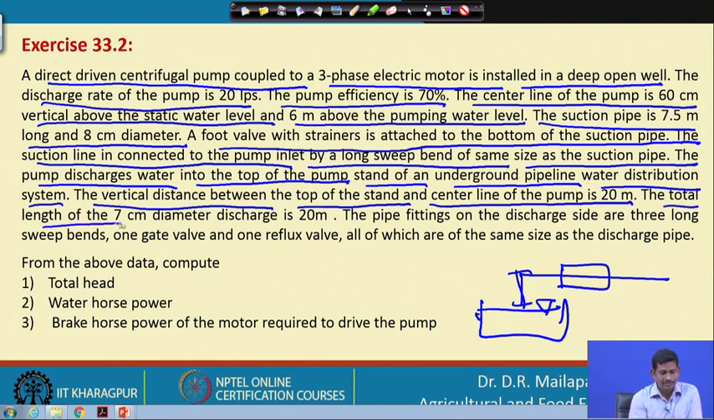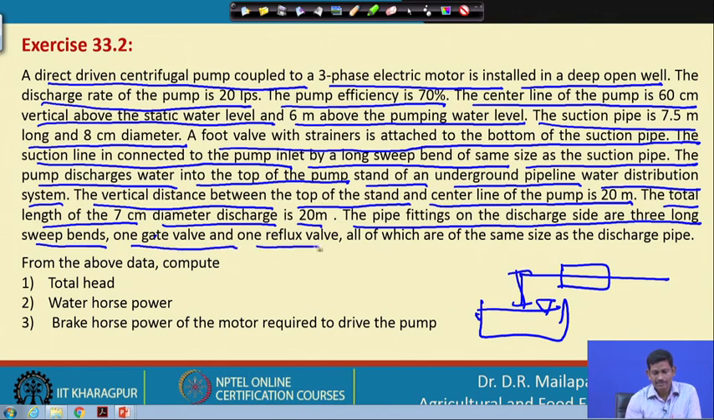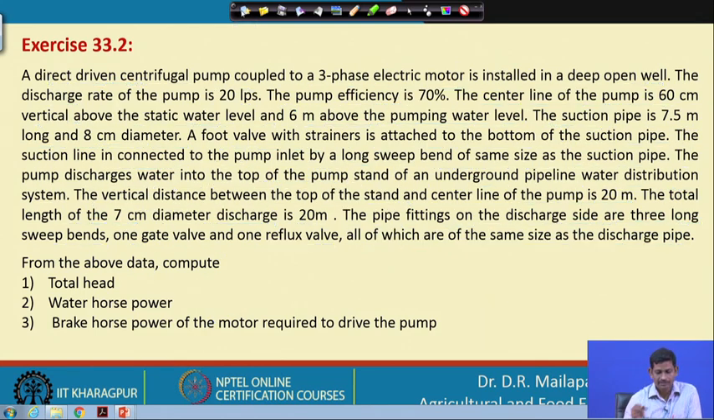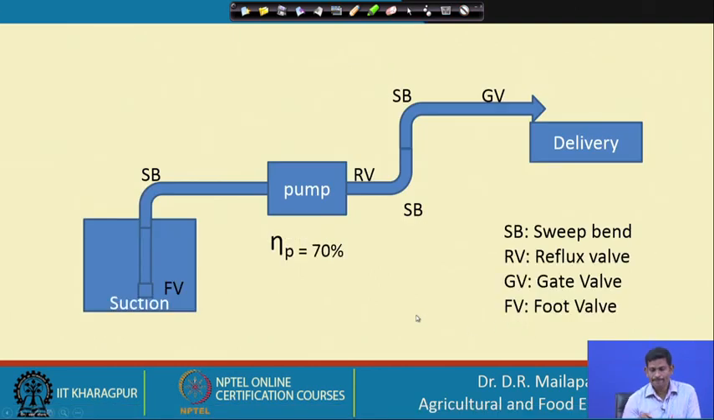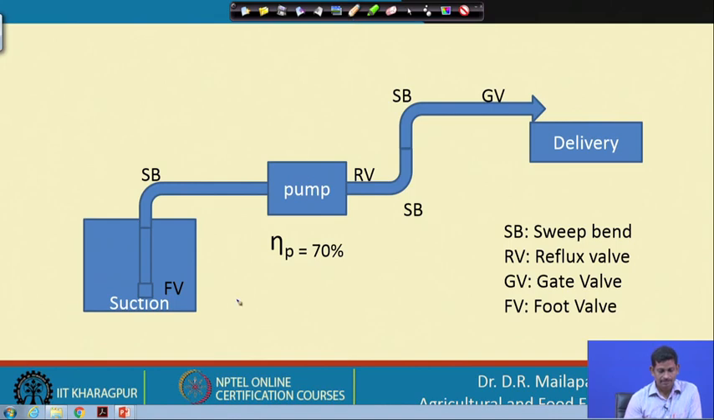The total length of the 7 centimeter diameter discharge pipe is 20 meter. The pipe fittings on the discharge side are 3 long sweep bends, 1 gate valve and 1 reflux valve. All of them are the same size as the discharge pipe. Find out the total head, water horsepower WHP and brake horsepower BHP. These things need to be worked out. So, let us see here. The whole thing can be put in this manner. So, this is the pump.